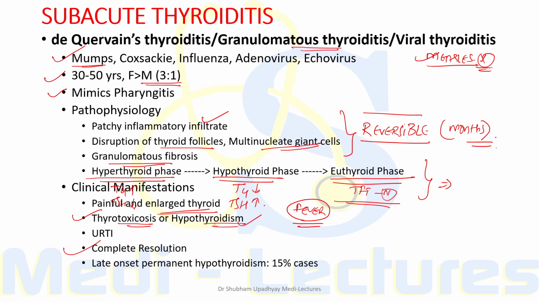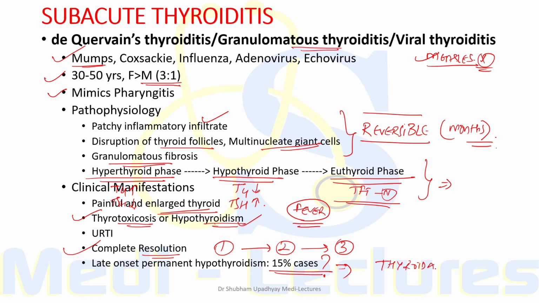Now complete resolution is usually the rule. First there will be hyperthyroid phase, then hypothyroid phase, then euthyroid phase, that is recovery. But it is seen that late onset permanent hypothyroidism is seen in 15% of the cases. So what are these 15% of the cases? These are the ones which have coincidental thyroid autoimmunity.